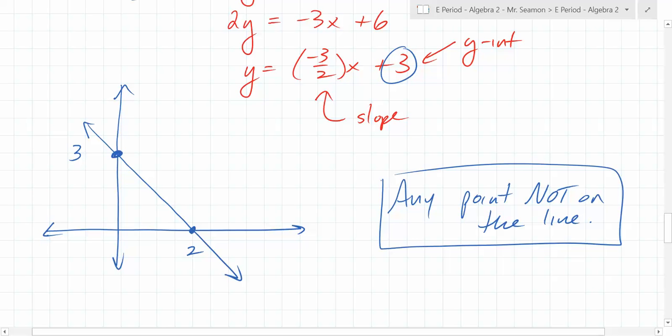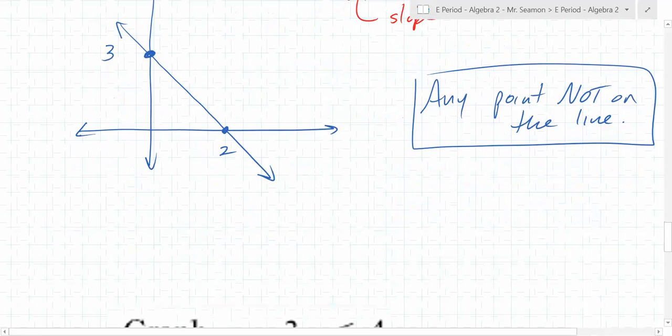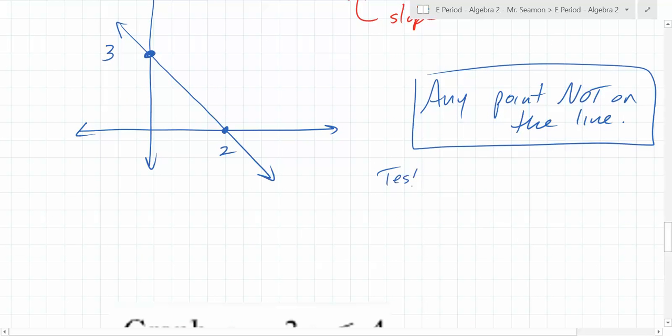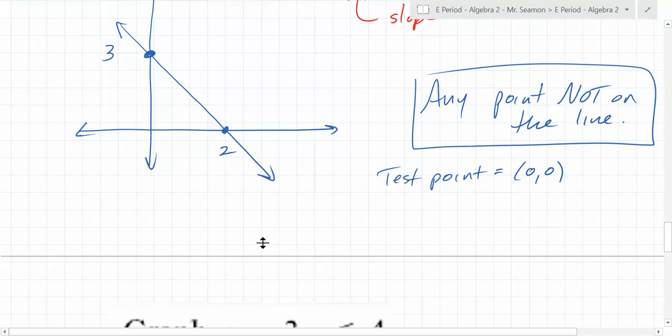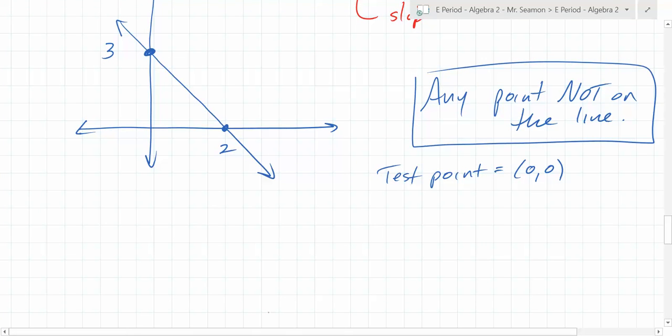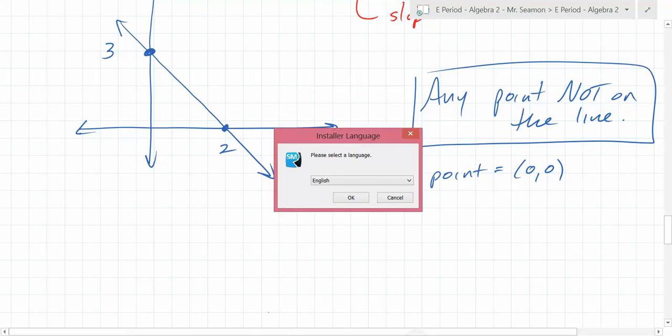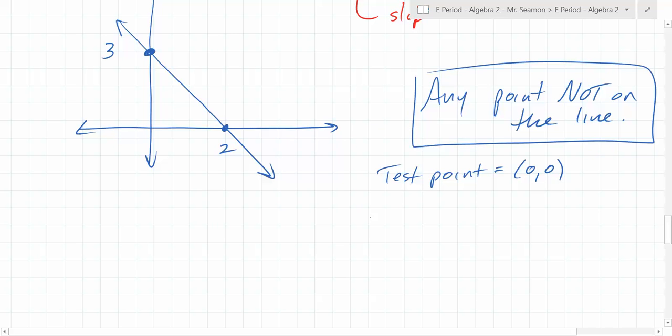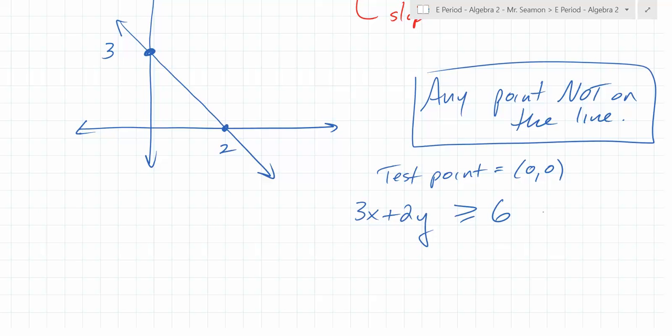So can you pick the origin in this case? Yeah, so our test point, literally write this down, is going to be the origin, because the line we have does not go through it. What do you do with that test point? You take your inequality. What was it? It was 3x plus 2y is greater than or equal to 6. You test to see if the test point makes the statement true.